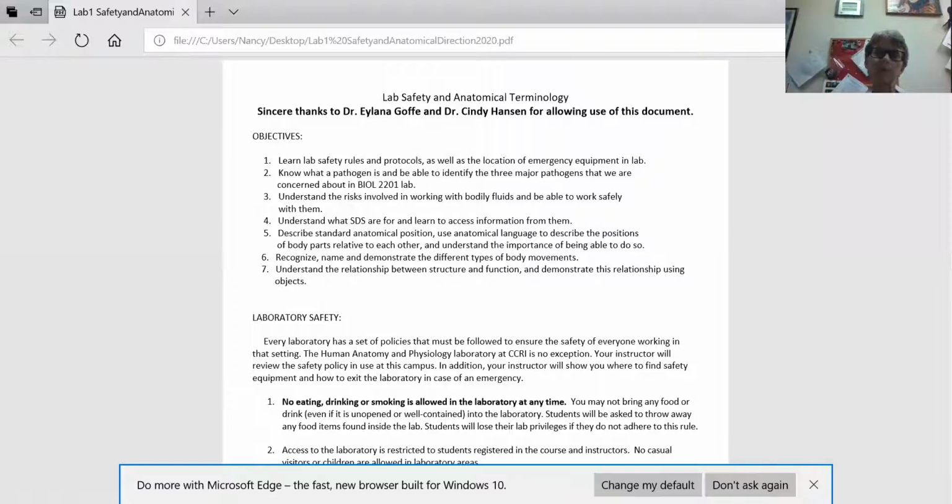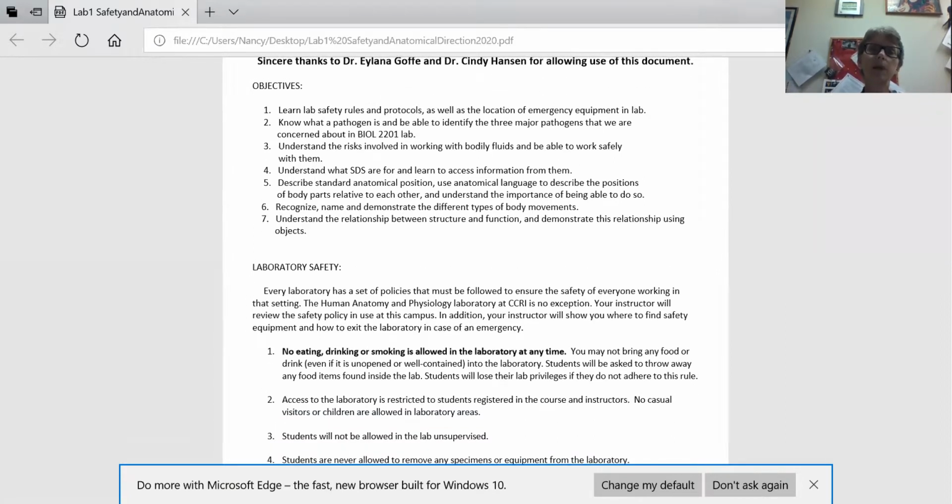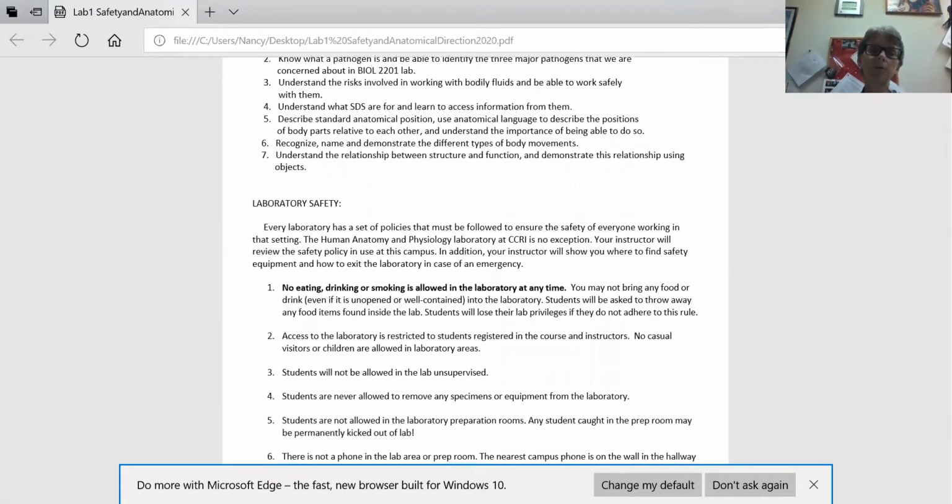Okay, now I'm going to share screen here and just quickly review Lab 1. I know some of you have already done Lab 1, but we'll go over this anyway for those of you who weren't able to join one of the meeting times. So carefully review the objectives here for what you need to know.